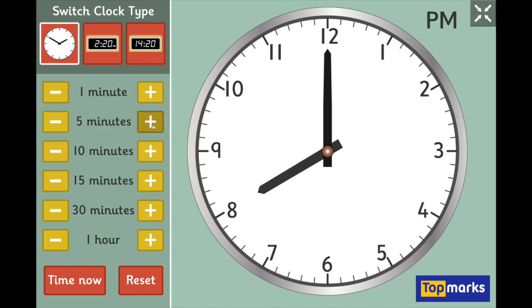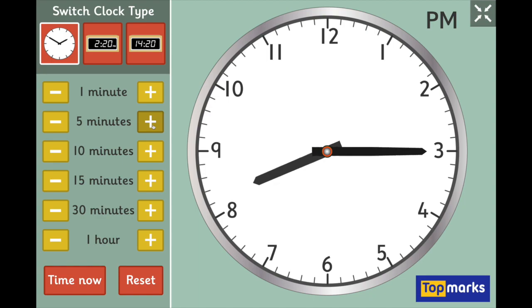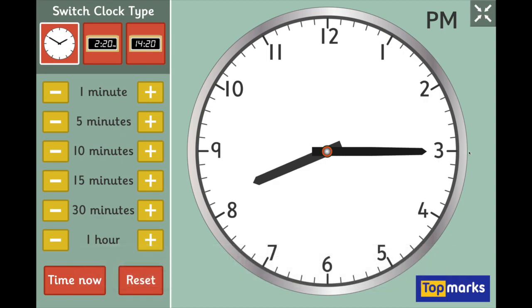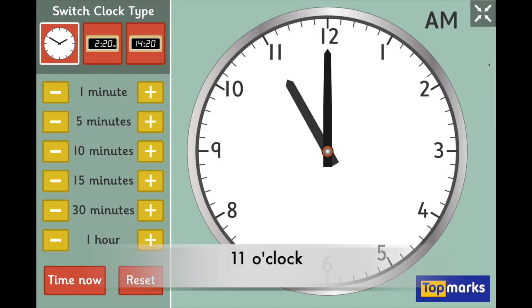Let's jump in 5-minute jumps. 5, 10, 15 minutes have passed. Well done. Now it is 8:15. Great work. Now let's do another one. Let's make the time 11:15. We'll start by making the time 11 o'clock.